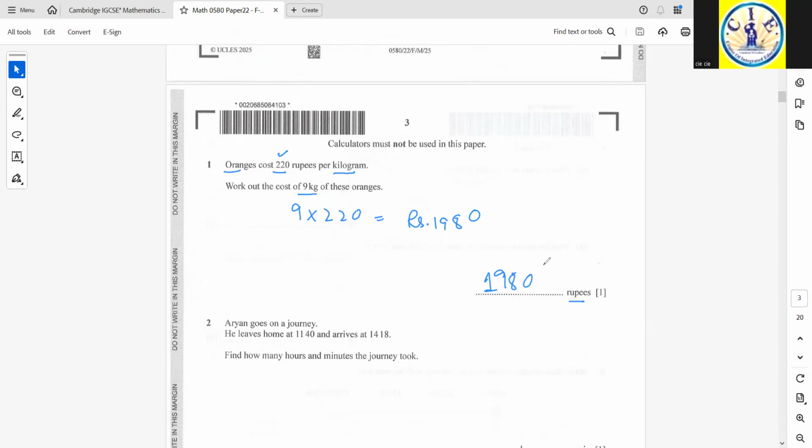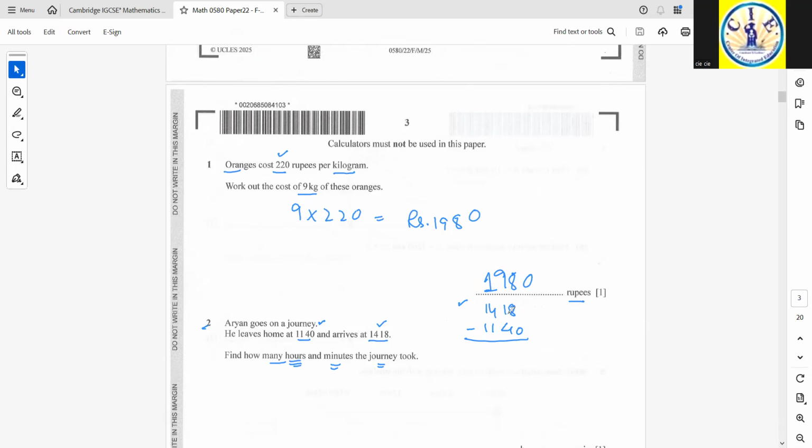Okay, now it is question number 2. Aryan goes on a journey. He leaves home at 11:40 and arrives at 14:18. Find out how many hours and minutes the journey took. You can see that the final time is 14:18 and the departure time was 11:40. We need to subtract them. This time is in 24 hours clock.